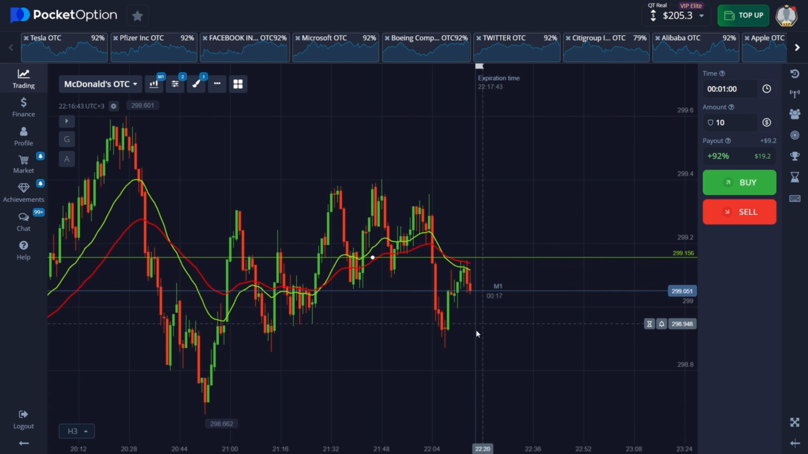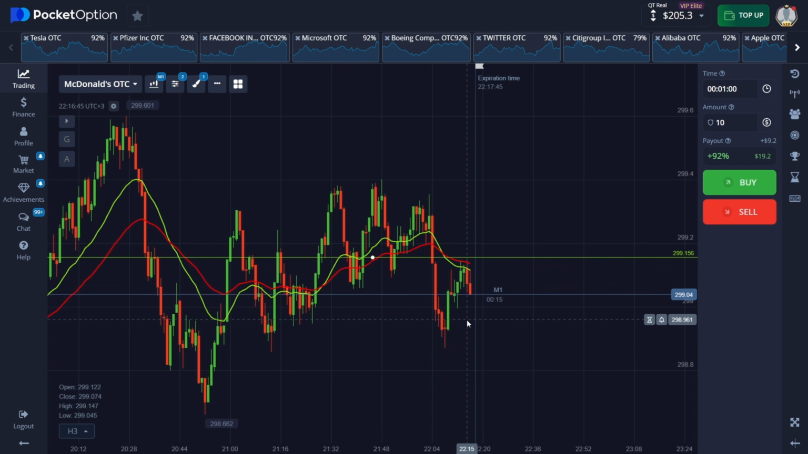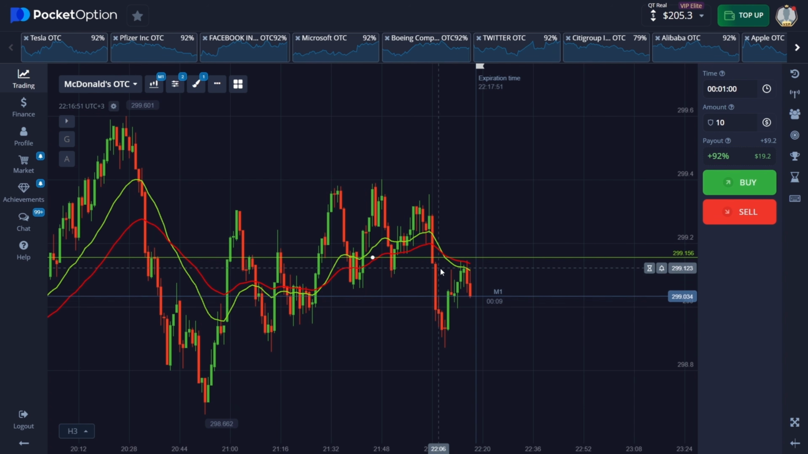I hope you guys gained some knowledge about this type of trading strategy. You can apply it in your main account. This is a solid strategy, and I can confidently say you can achieve 90% to 95% accuracy.